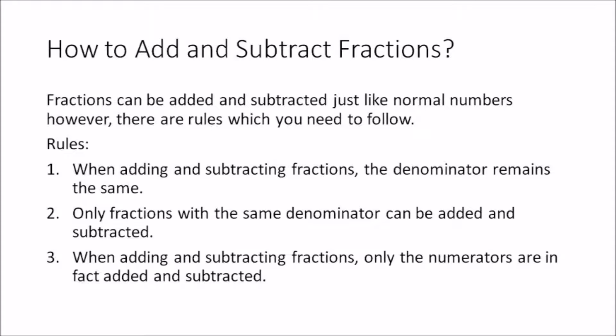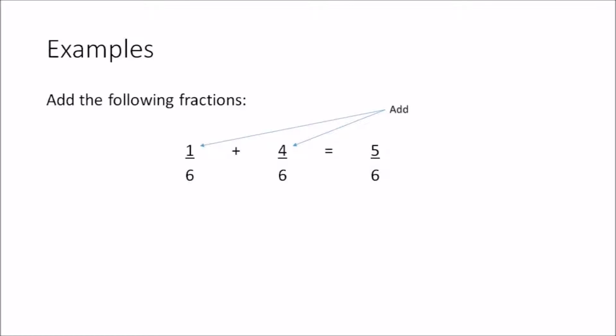So the number at the bottom of the fraction needs to be the same for you to add fractions or subtract fractions. Number three, when adding and subtracting fractions, only the numerators are in fact added and subtracted. So the numbers on the top are only added and subtracted. Let's look at an example.